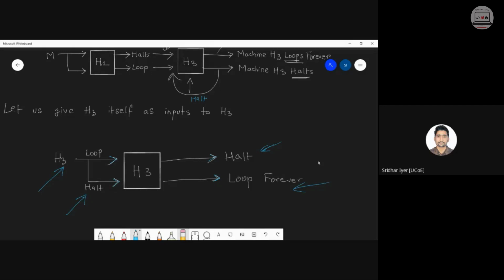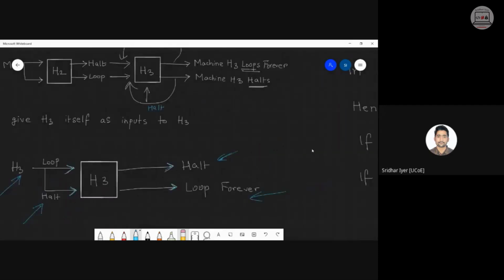Yes, only one of you is answering. What about others? I hope you are getting this concept. I am sending the same input to H3. So if I am already saying that H3 is looping, then it will loop forever. It can't halt. And if I am saying that H3 is already halting, it has halted. How can it loop forever? Am I clear? So that is the contradiction part over here.